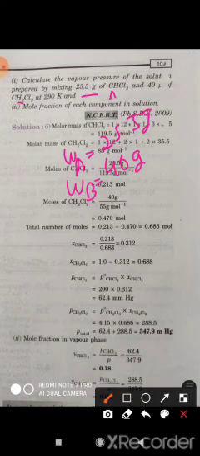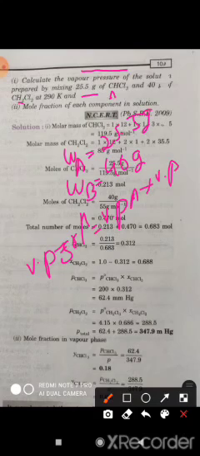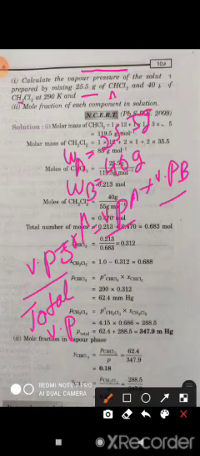Now what we need to find out? We need to find out the vapor pressure of the solution. That means the vapor pressure of A component plus vapor pressure of B component. Because here both are volatile, therefore what will be the vapor pressure of solution? That will be the total vapor pressure, which is equal to the vapor pressure of A plus vapor pressure of B component.